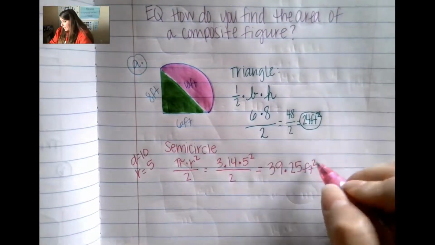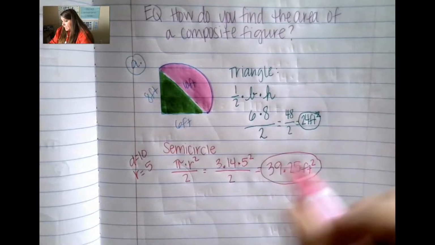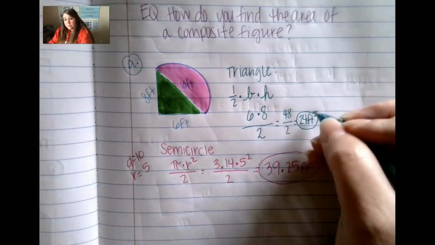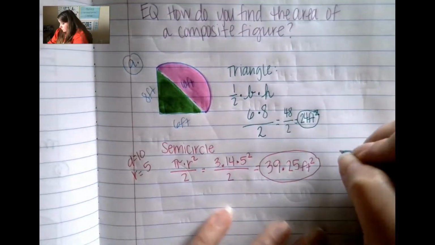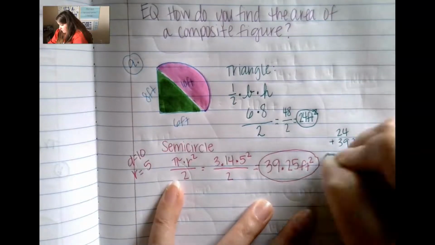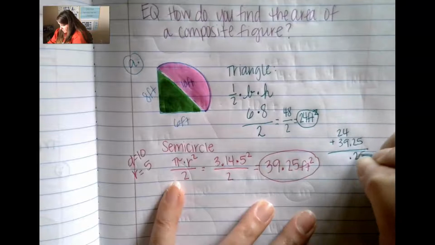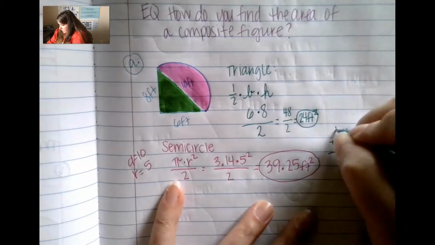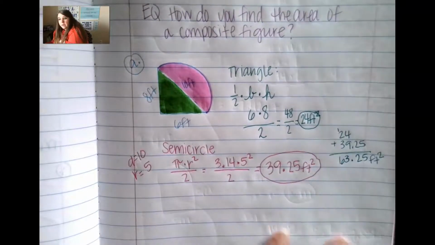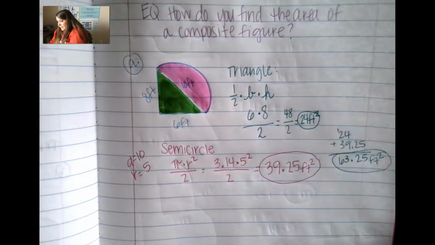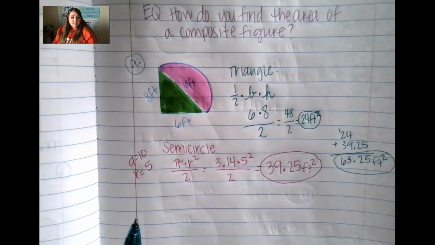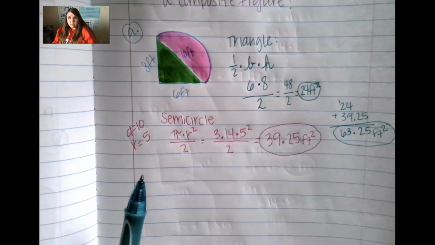Now we're going to combine these two shapes for the entire thing. So we take this 24 plus 39.25, and that gives us 63.25 feet squared. So again, we're working with a composite shape. We have two shapes added together to find the total.